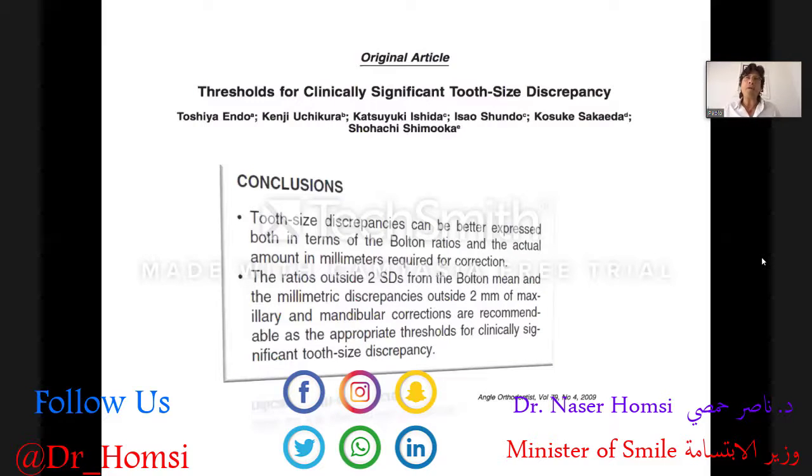Is 4.4 something big, something possible to manage only with orthodontics, or is it impossible to manage only with orthodontics? I want to tell you that this has been very well described in an Angle Orthodontist paper published in 2009 from a Japanese group. They demonstrated that anytime we are outside 2 standard deviations of the Bolton, or 2 millimeters of discrepancy, we are over the threshold for clinically significant tooth size discrepancy.